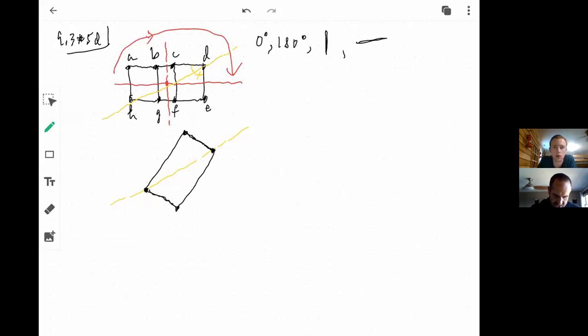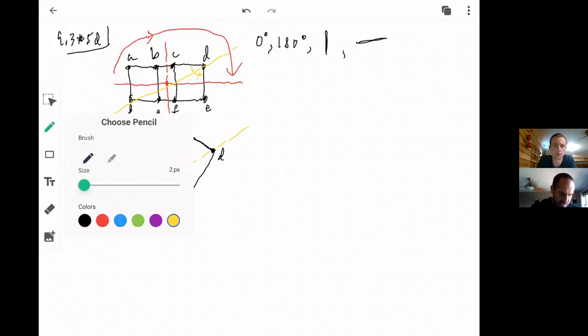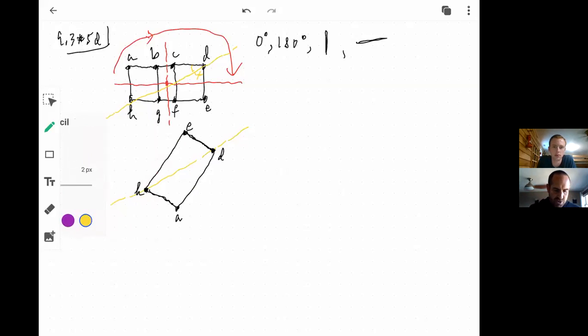Where this is DE, and this is H, and this is A. Okay. So, that's what I meant by this big angle right here. The angle that goes from the axis over to the line DE. Like this angle is bigger than this angle. It looks like that's the case.